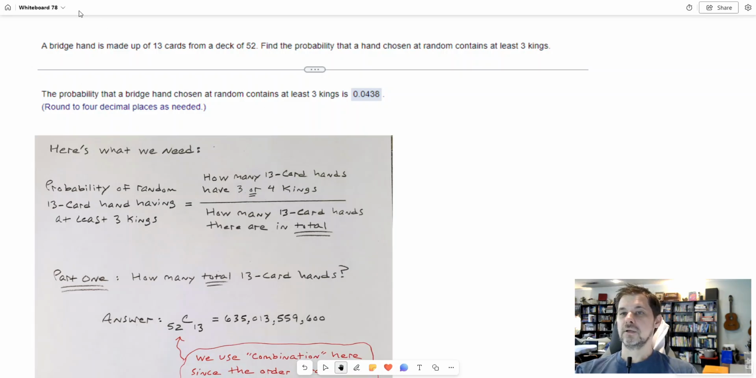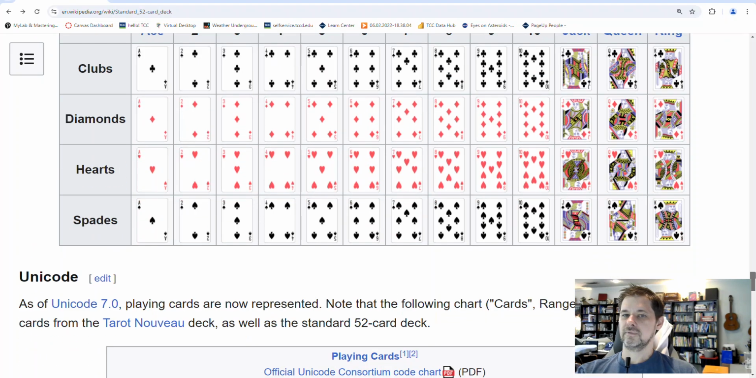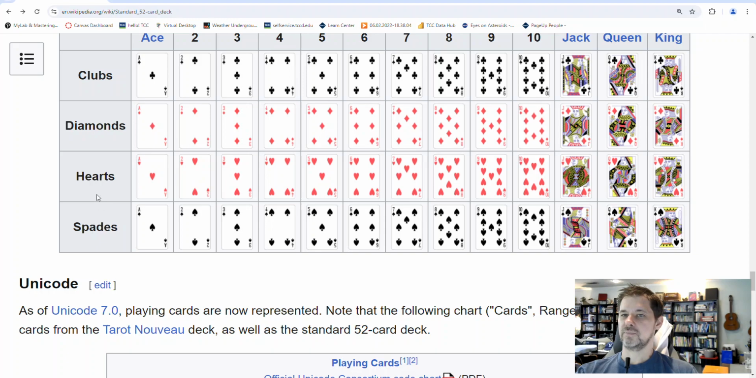So here goes. We're talking about dealing a 13 card hand from a deck of 52 cards. And when we say that we're going to get 13 cards from a deck of 52, we just mean the standard deck of playing cards, which you see right here. We've got clubs, diamonds, hearts, spades. Those are the suits. Each one goes ace, 2, 3 through 10, then jack, queen, king. And so you can see it all laid out right here. That's what we're talking about.